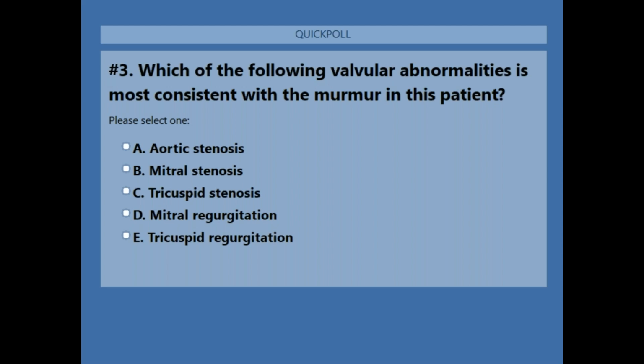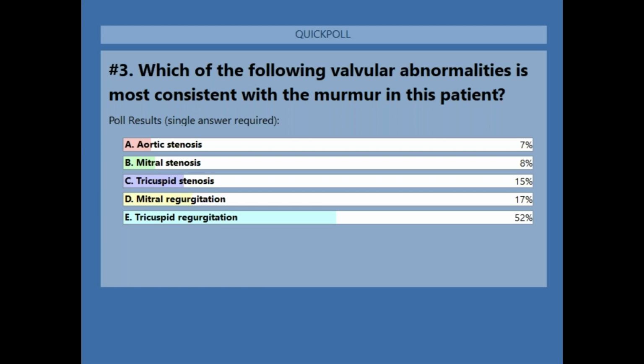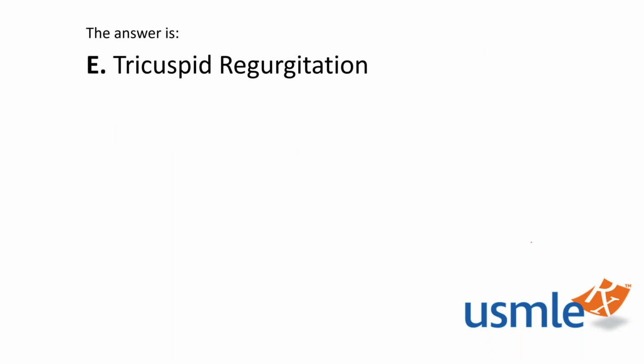All right, so we're still tabulating. Close to two-thirds have responded now. We'll keep it open for a couple more seconds. Looks like we've got 70%, so let's close the poll, and then I will share the responses with everyone. You can see over half of you feel that the answer is tricuspid regurg, followed by mitral regurgitation and tricuspid stenosis. So let's see what the actual answer is, and it is indeed tricuspid regurg. All right, back to you, Dan.